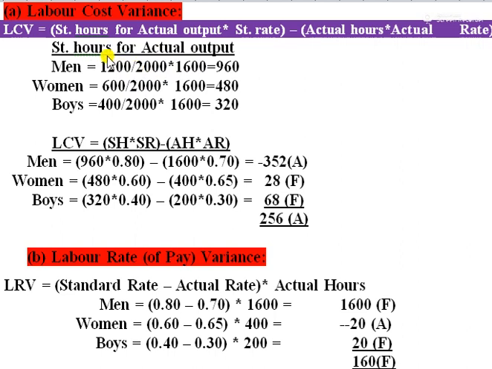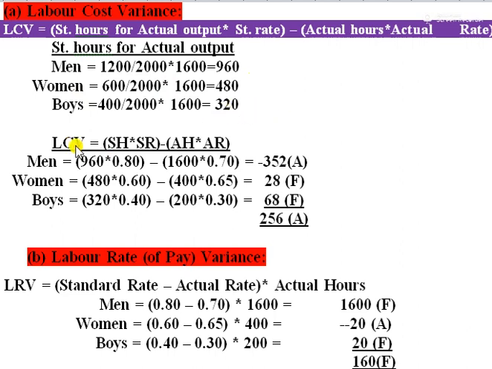The standard hours for actual output for men is 960. In case of women, standard hours is 600. The 600 standard hours is meant for 2000 output. What about 1600 output? It is 480. And boys, 400 is the standard hours for 2000 output. What about actual output of 1600? For 1600 output, the standard hours for boys is 320.